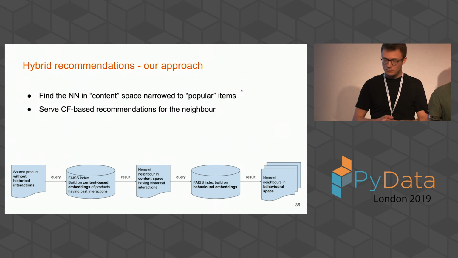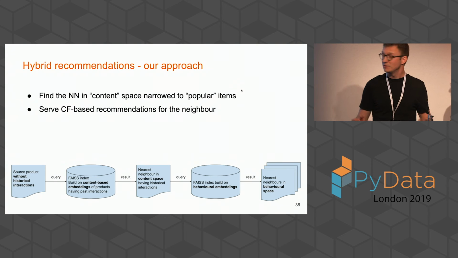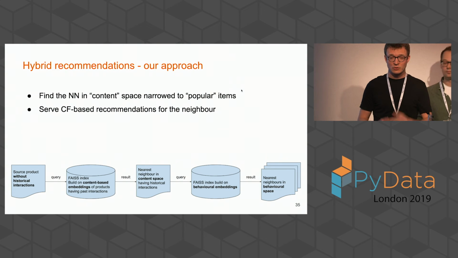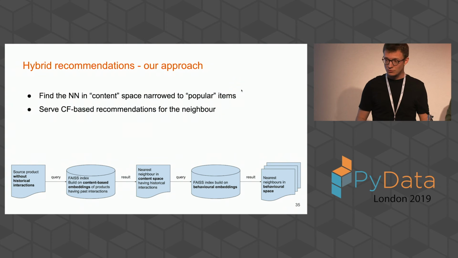On the bottom of this slide, you can see a diagram that describes this idea. Basically, one additional auxiliary FAISS index is needed to do this.